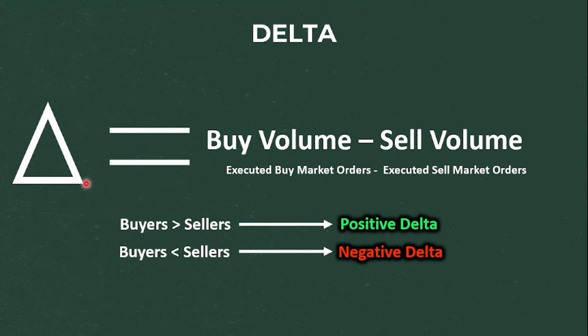Now let's move on to the delta. Delta shows the difference between the buy volume and the sell volume. Buy volume is the executed buy market orders. The sell volume is the executed sell market orders. If the buyers are greater than the sellers, it will be a positive delta, because after subtraction we will get a positive number. Or at the opposite side, if the buyers are less than the sellers, we will get a negative delta, because after subtraction we will get a negative number.